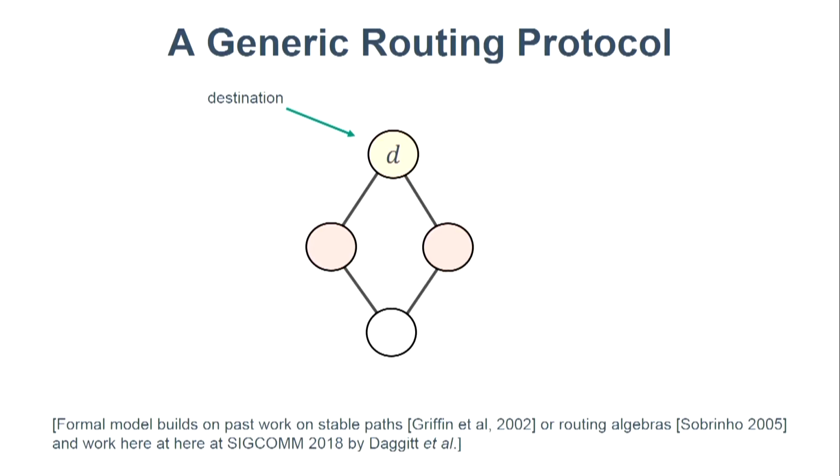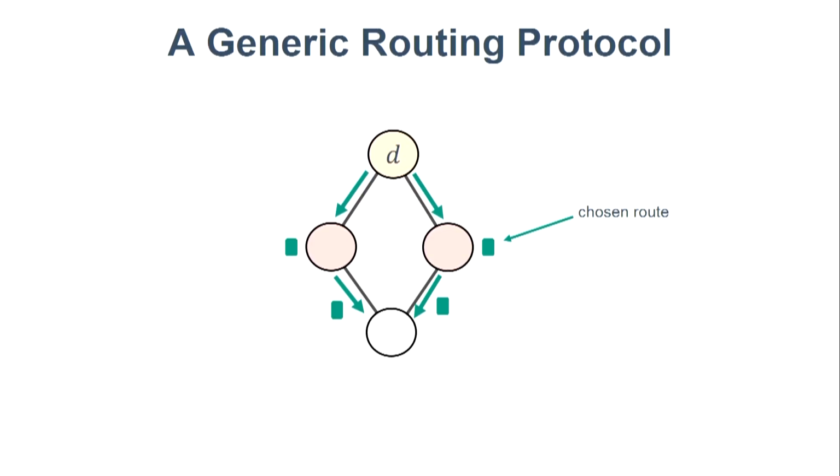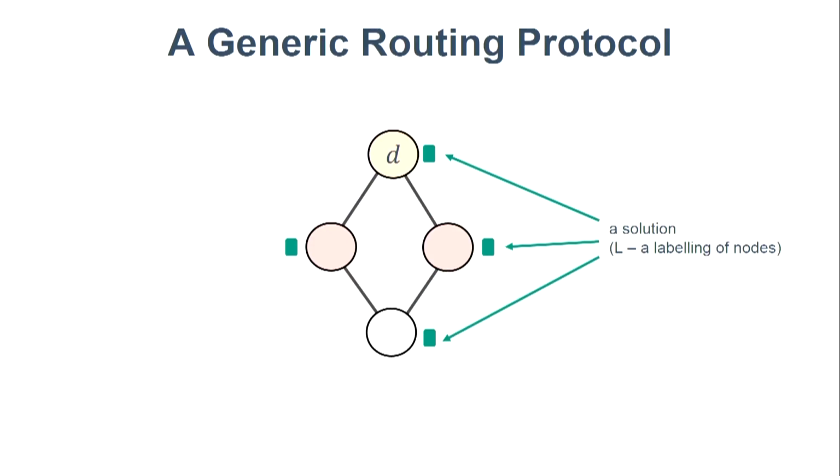So we're routing towards a single destination. What this destination does is it disseminates a number of route announcements to its neighbors. Those neighbors will select announcements that they receive and then further propagate the announcements. At a certain point, each node has chosen an announcement, and we call such choice a solution to the routing problem. We also call it a labeling of the nodes with route announcements.